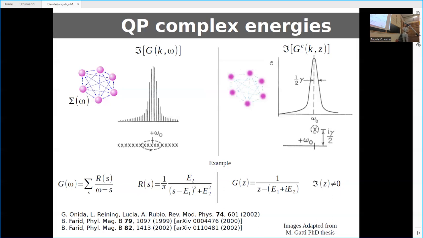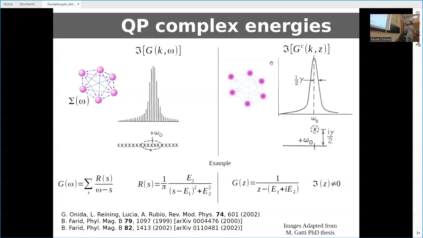And doing the integral, I obtain exactly this expression. So I obtain, let me extend my omega now becomes Z, and I obtain an expression of this form. So this self-energy, which has many poles and exactly this representation in the continuum, exactly becomes a Green function with one single pole, which is now a complex pole.